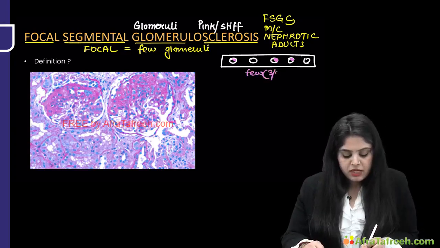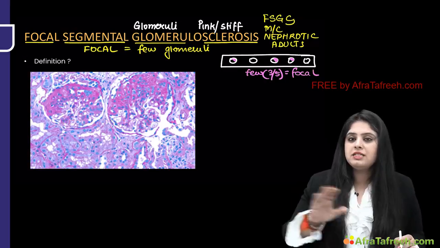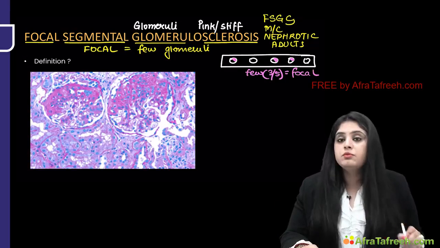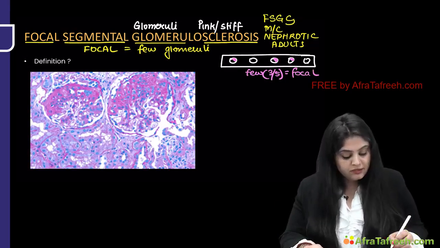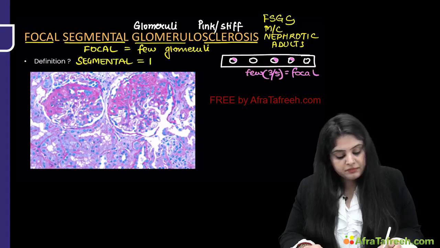In few of them, 3 out of 5. So that means this disease is focal. Also, did you notice, did I put the entire glomerulus as pink? No. A part of the glomerulus I had put as pink, not the others. So what is the meaning of the word segmental? Segmental basically means a part of the glomerulus.